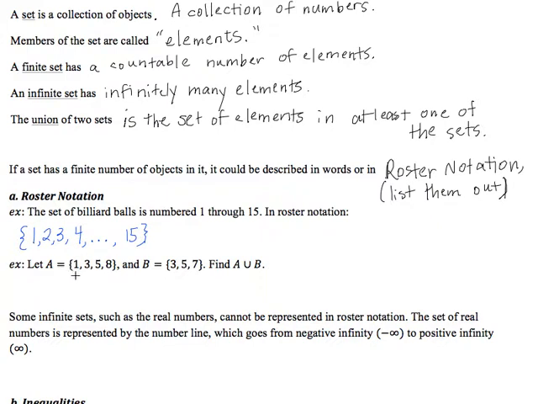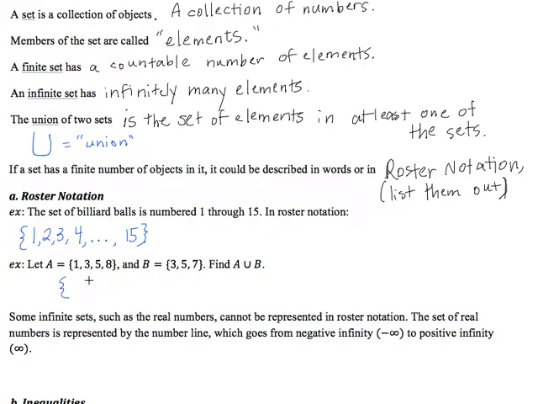Okay, if A is the set containing the numbers 1, 3, 5, and 8, and B is the set containing the numbers 3, 5, and 7, find A union B. So this big wide U, it's got a wider base than a regular U, refers to union. It's shorthand for union. And you can put it in between two names of sets. So typically sets are named with letters. It's just very common. So if I say find A union B, that means find the set of elements that are in at least one of the sets.